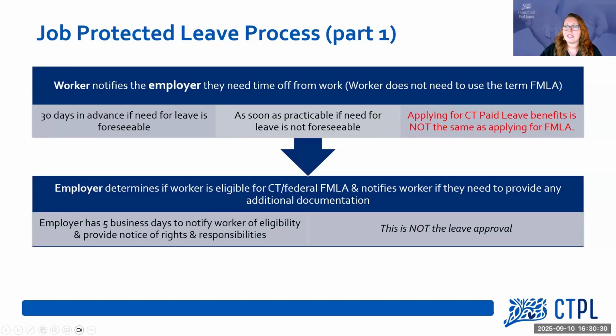I know I've said it like 10 times, but we really just want to drill that into folks that we are actually two completely different programs. The employer is going to determine if the worker is eligible for Connecticut and or federal FMLA, and then notify the worker if they need to provide any additional documentation. Usually there's a med cert that they'll need you to do, which is very similar to what we ask for. The employer has 5 business days to notify you of your eligibility and provide notice of rights and responsibilities, but this is not the leave approval.